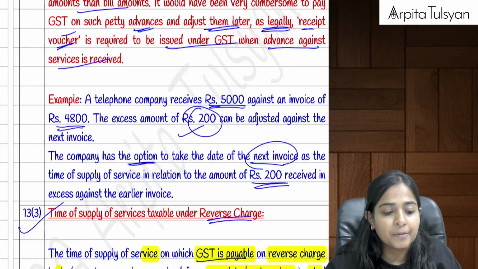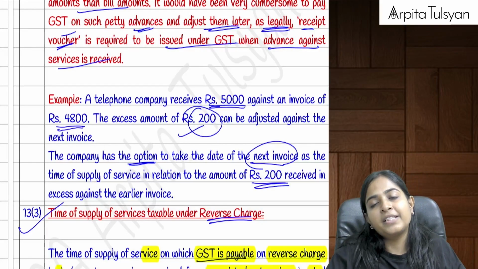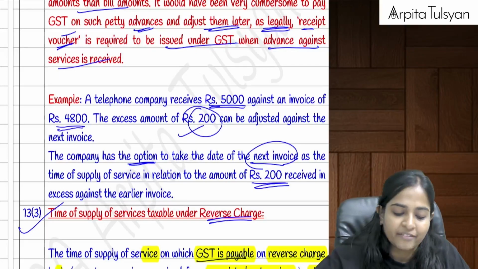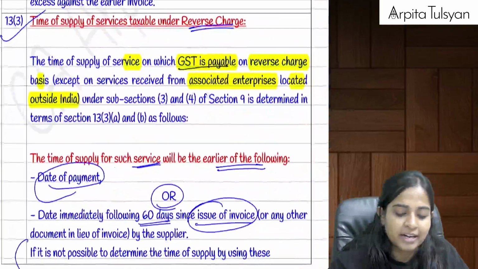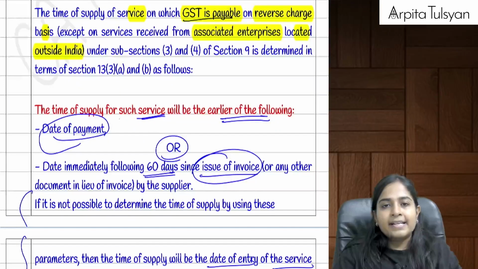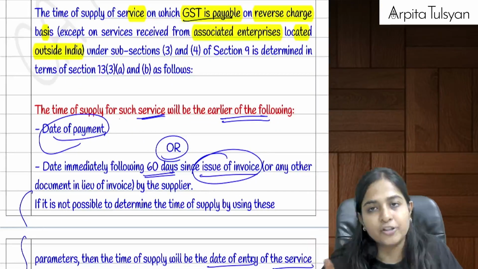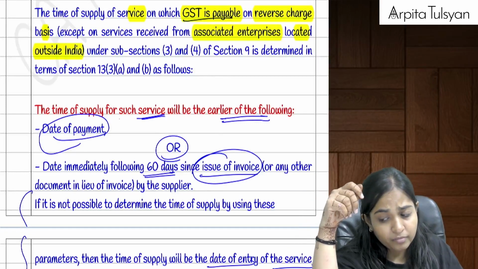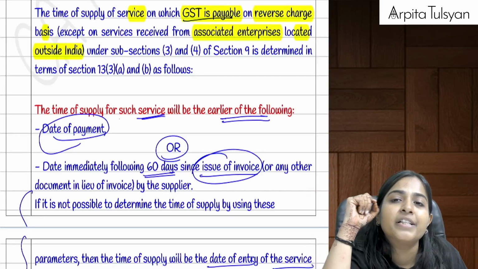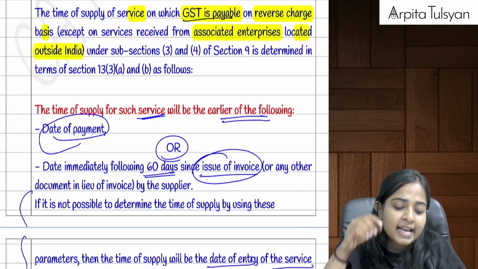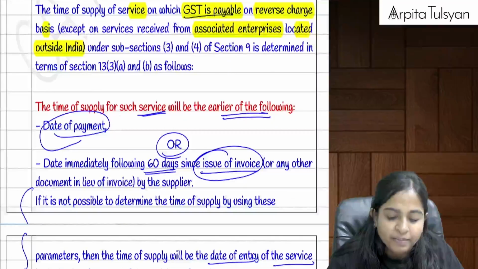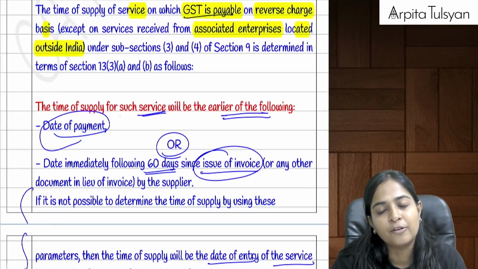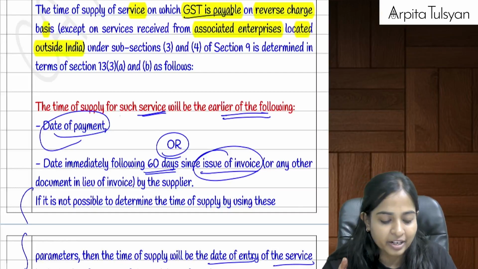Okay, then let's go to section number 13, subsection 3, that is supply of service under reverse charge mechanism. Time of supply of service taxable under reverse charge mechanism. In that case, there are two dates. Out of these two, we'll take whichever is earlier, as you can see here on the board. One is the date of payment. Now, if it is reverse charge, we have to think from the recipient point of view. So, the date of making the payment, or the 61st day, that is the day following 60 days, from the date of issue of invoice. Out of these two, we can take whichever is earlier.